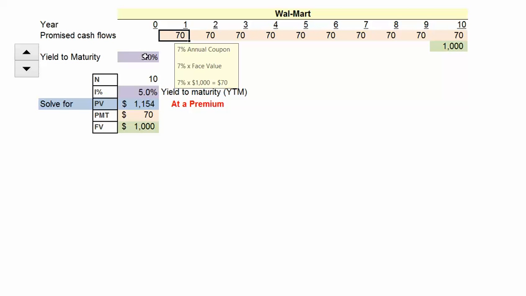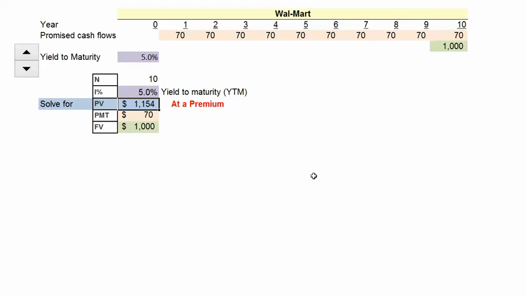And let's assume that we would be willing to lend money to Walmart at a 5% rate of return. Well, what does that mean regarding how much we would be willing to pay for the bond? Again, the payment is the $70 annual coupon. The $1,000 face value or par value is the future value of a bond. We'll enter 5% in the yield or interest rate field of our financial calculator. The bond matures in 10 years. And finally, we would solve for the present value.